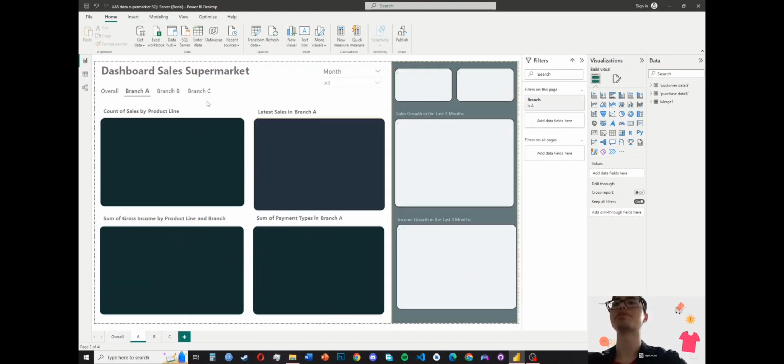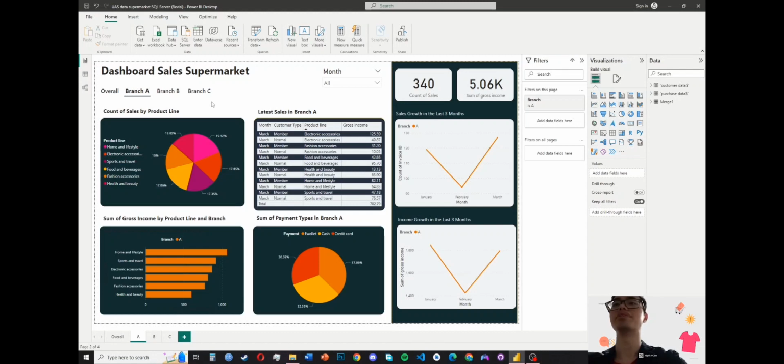Then the next page on the dashboard can be accessed by pressing the button in the navigation menu. On branch A, the dashboard tells us about the financial state of branch A of the supermarket. The information displayed in the dashboard is the same as the one in the overall page, but filtered to only show us information about sales that occurred in branch A. Here we can see home and lifestyle is the most popular product line in branch A, and we can see the latest sales on branch A. And the most popular payment type is e-wallet. The branch has made 340 sales and has made $5.6 thousand of gross income. Branch A has experienced growth in the 3rd month in sales and income.